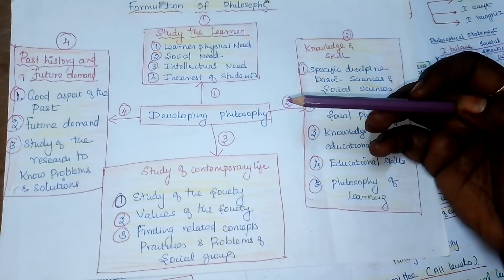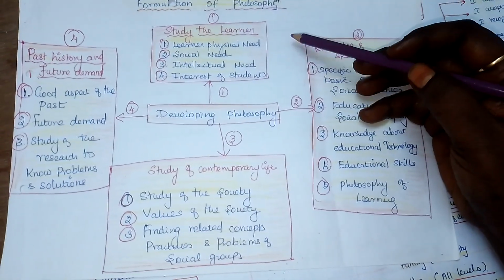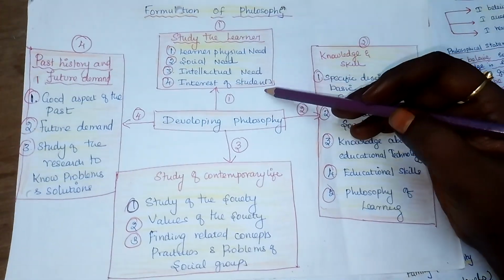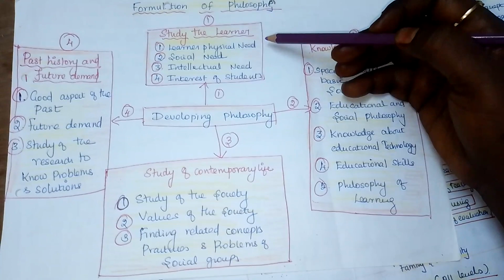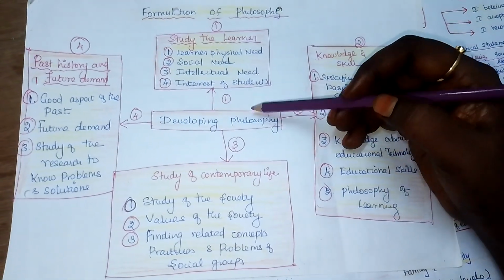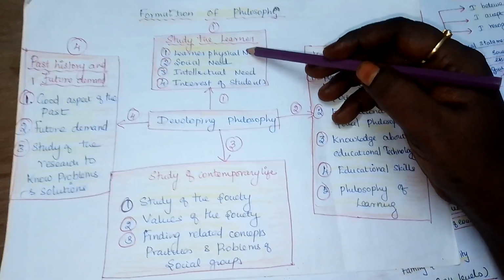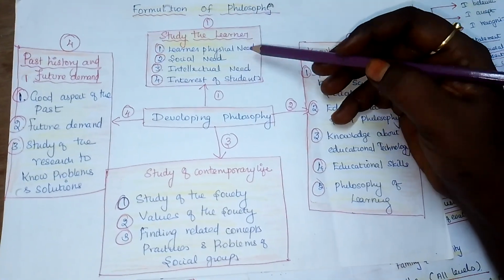So I told you, when I want to make a curriculum, the first step is formulation of the philosophy. From the philosophy only, the next step, development of objectives, will go. So to develop the philosophy, first I have to study the learner. The learner's physical need is met. The learner's social need is met.